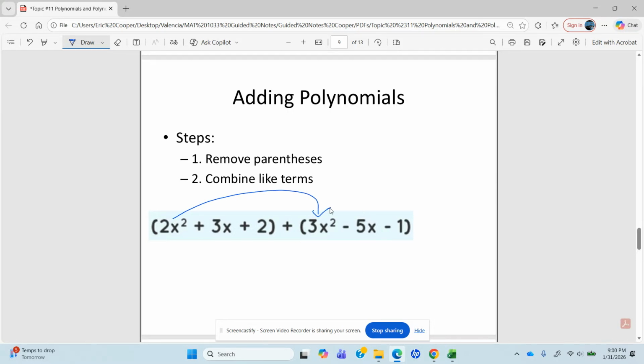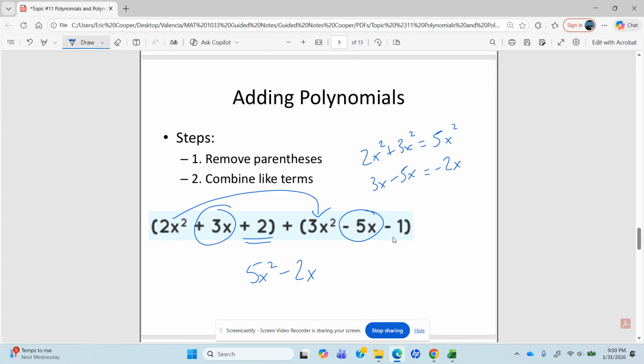Here I've got a 2x squared. It can combine with this 3x squared. 2x squared plus 3x squared gives me 5x squared. Remember, when we combine like terms, we combine the coefficients, but the exponents don't change. Next, I've got a positive 3x and a negative 5x. Make sure if there's a minus sign, we count it as a negative when we go to combine it. 3 minus 5 gives me negative 2x.